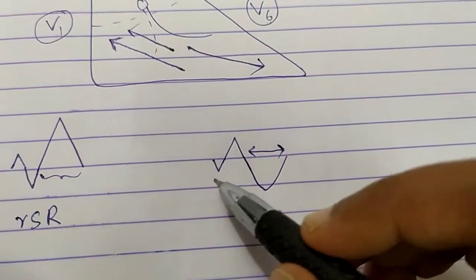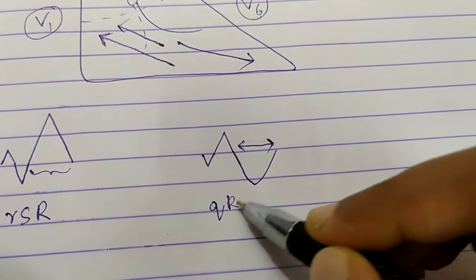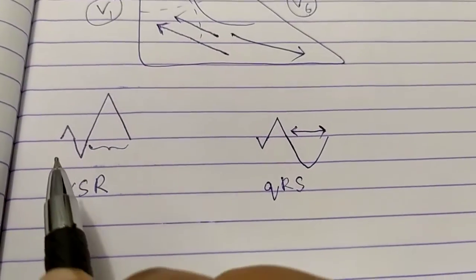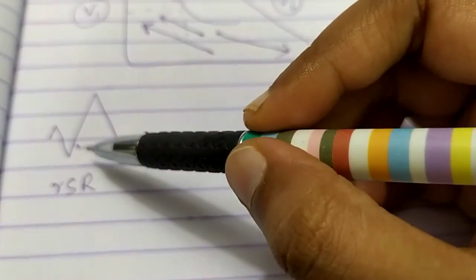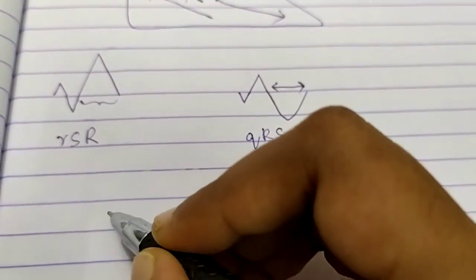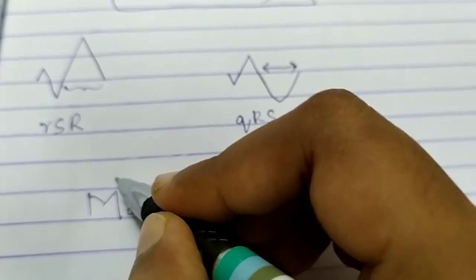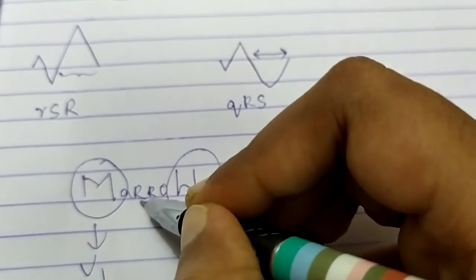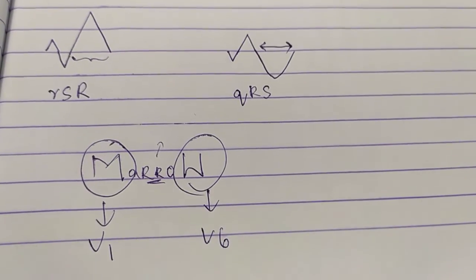The first negative wave is always named as Q, and this is named as R, and this is named as S, QRS pattern. As these waves look like M and W, these are famously known by a mnemonic, MARROW. This is at V1, this is at V6, and this can be remembered as right bundle branch block. Thank you so much.